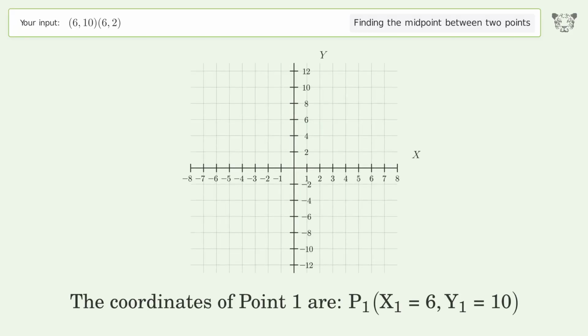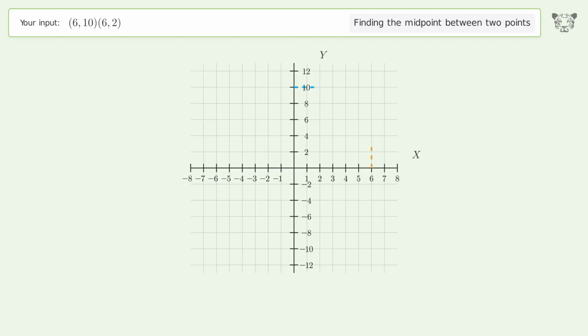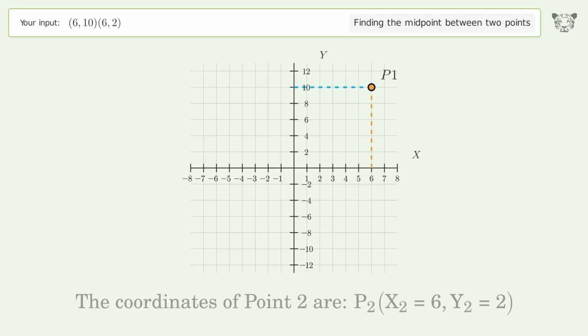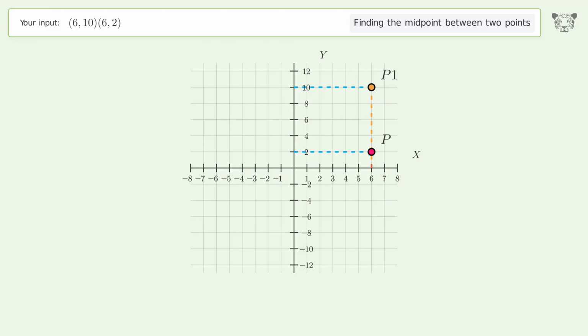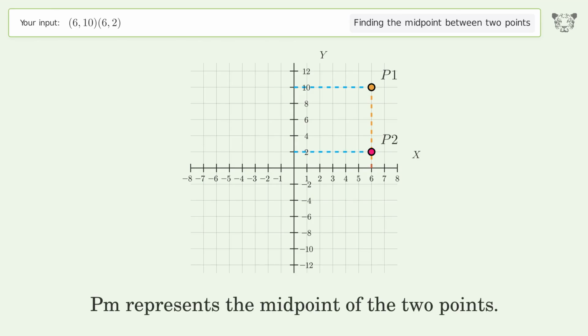The coordinates of point 1 are x1 equals 6, y1 equals 10. The coordinates of point 2 are x2 equals 6, y2 equals 2. PM represents the midpoint of the 2 points.